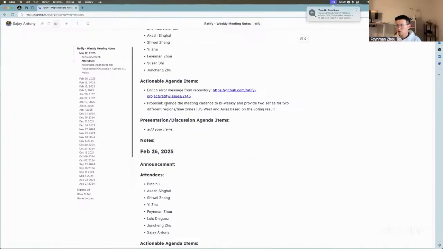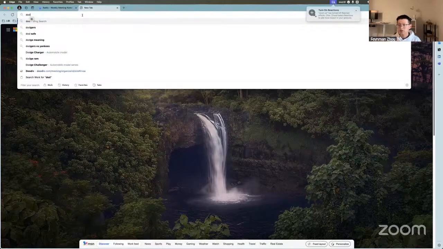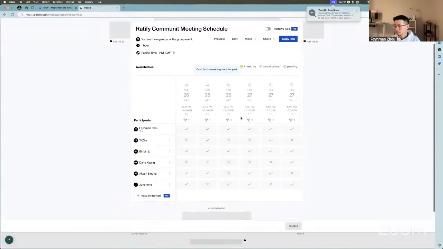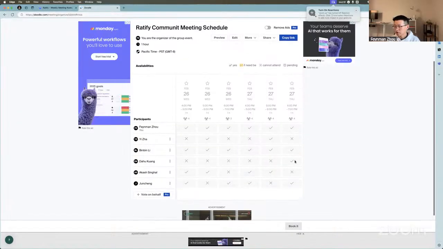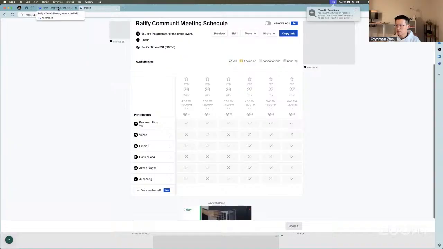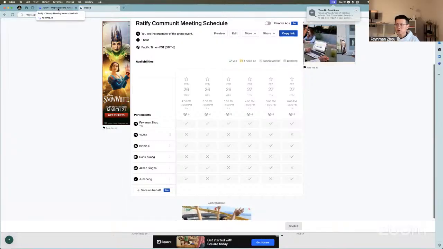The second one is actually a proposal to change the meeting cadence from weekly to bi-weekly, and also consider providing two meeting series for people in two different time zones or two different regions. I can show you the current meeting vote results. Here are the meeting schedule voting results. Looks like it's quite hard to find the perfect time for people in different time zones. So my suggestion is that we can consider two different meeting series. One is US West friendly, another one is Asian friendly.